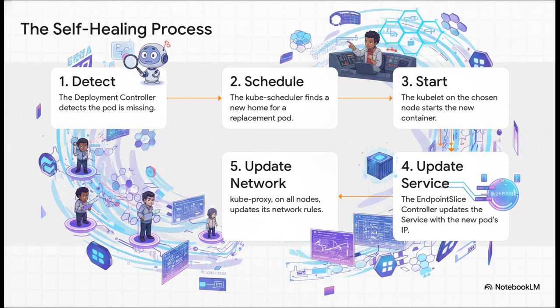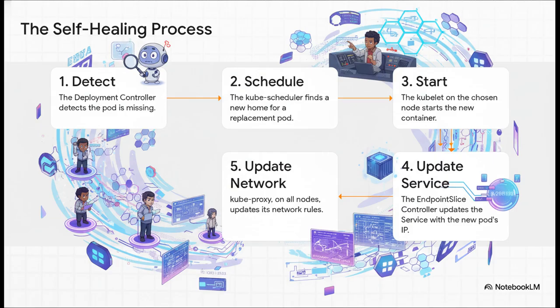First, the deployment controller notices a replica is missing and immediately says, we need a new one. Then the Kube scheduler jumps in, looks at all the available nodes, and finds the perfect new home for this replacement pod. The kubelet on that chosen node gets the order and springs into action, starting the new container.